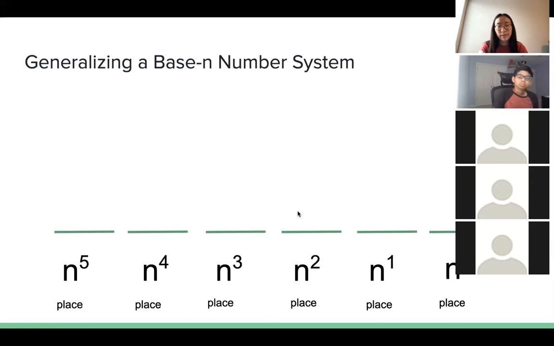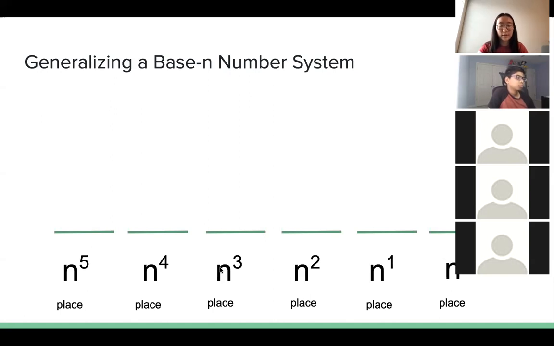So for example, the hundreds place in base 10 is also the 10 squared place. And n there just happens to represent 10 because that's the base we're currently dealing with. So here's the pattern. If you have a base n number system, the place values go from n to the 0th power on the right, and the exponent increases by 1 each time to n to the first, n to the second, n to the third.